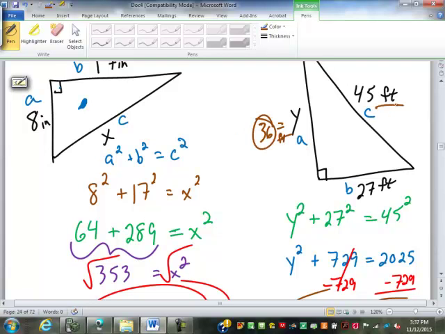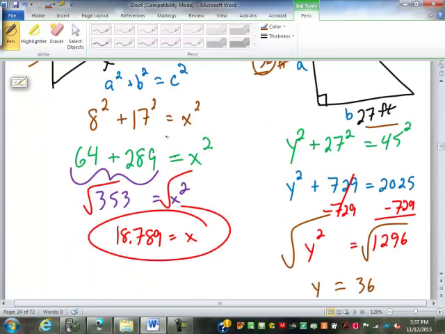And of course, these are in feet, so the 36 is in feet. These are in inches, so the 18.789 is in inches. Any questions on either of those?